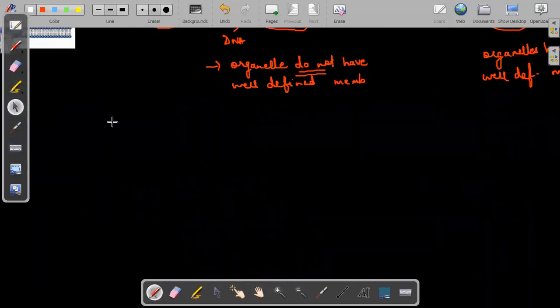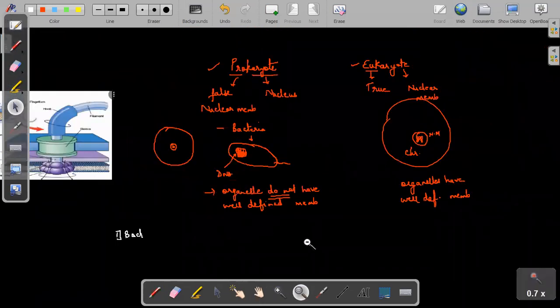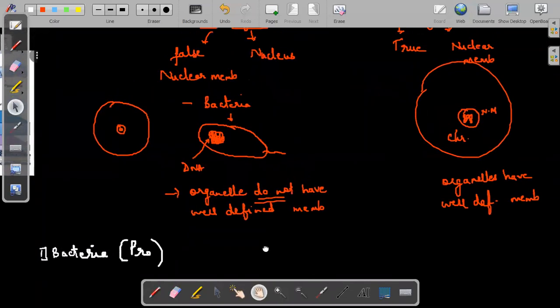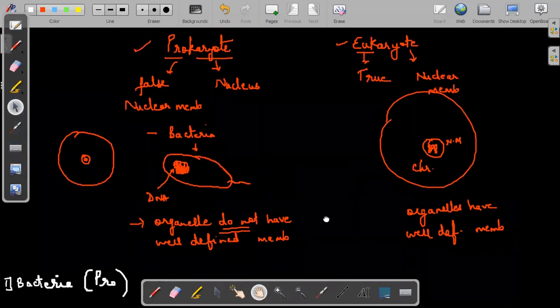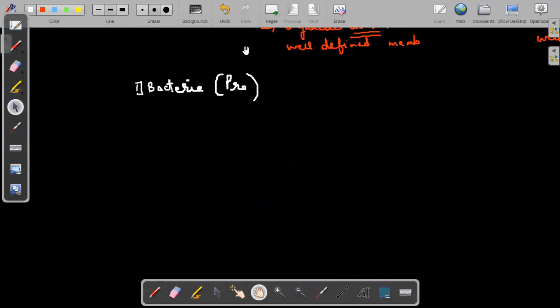Your first learning is a bacterial cell. So let's directly start with a bacterial cell wall. Let's start with the bacteria.